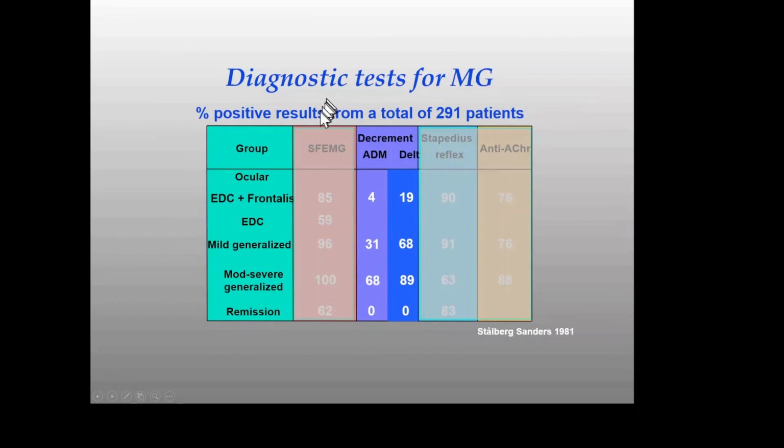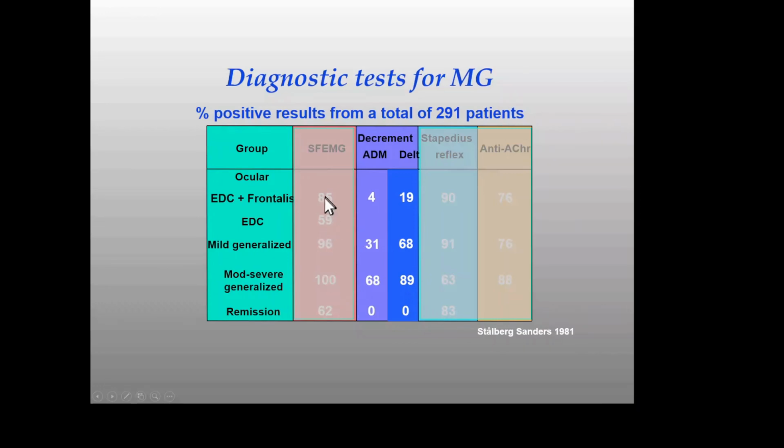What about the sensitivity of repetitive nerve stimulation? Well, in ocular myasthenia, we nearly have no reason to do the rep stim. It is really very insensitive. In mild generalized, we see hand muscles and deltoid. First of all, 70% is pretty good, and you see the difference between distal and proximal muscle here. And in more severe situations, the sensitivity can go up to 90% with proximal muscle.